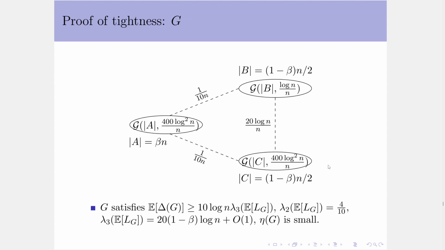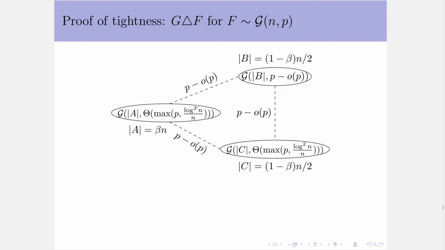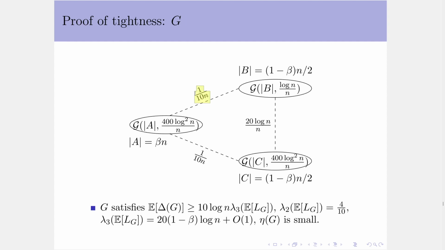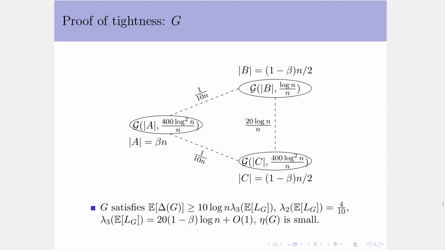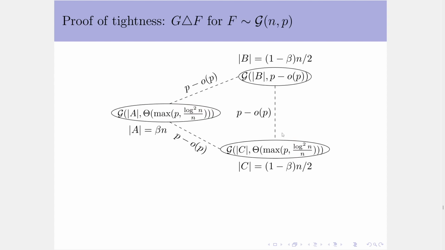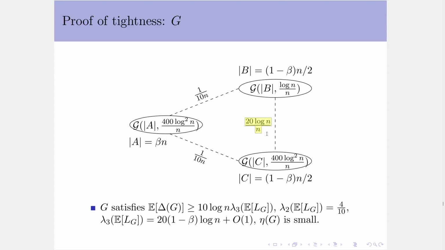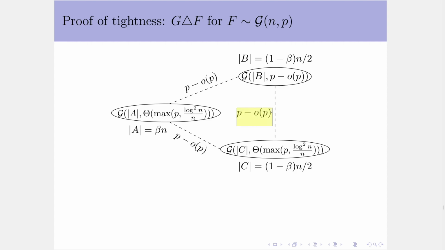But what happens when we flip edges and non-edges with probability p is that the 1 over 10n becomes p. All of these log square n over n become whatever is the maximum of p and log square n over n, and all of these log n over n's become p, basically p minus little o of p.